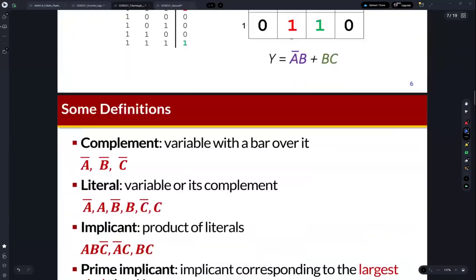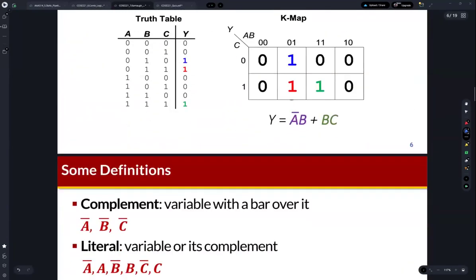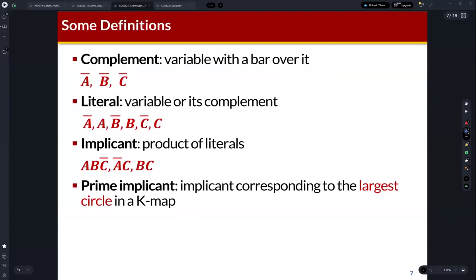So this is what I did. So these are some definitions. Actually we already know about the complement, literals, and implicant, the product of literals. And then we can also define prime implicant. The prime implicant means the implicant corresponding to the largest circle in a Karnaugh map. Karnaugh map is also called the K-map.